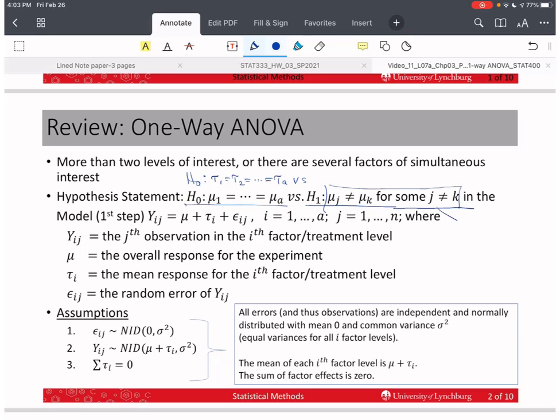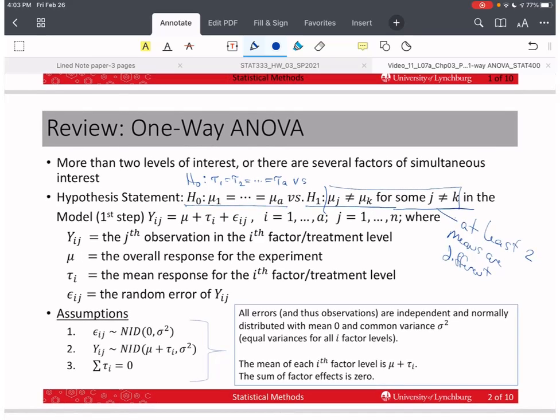We could also write it as at least two means are different. And so these are equivalent statements here. They're saying the same thing. Or we could write this in terms of treatment effects, and that would be that tau i not equal to tau j for some i not equal to j.